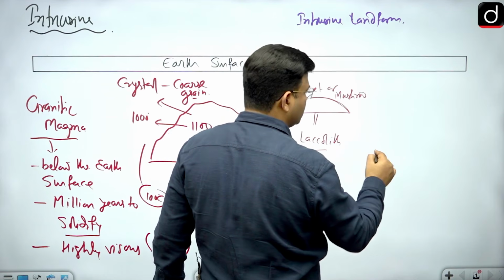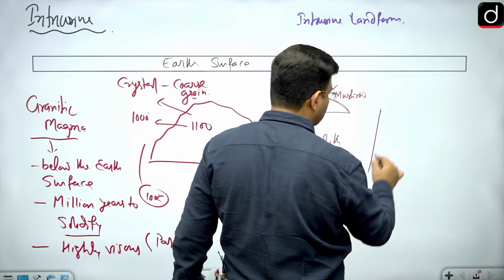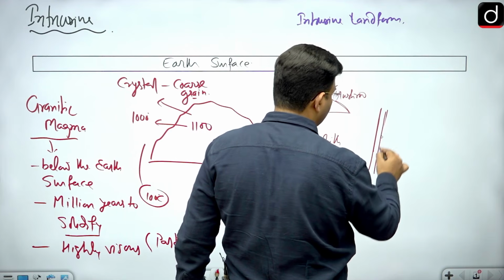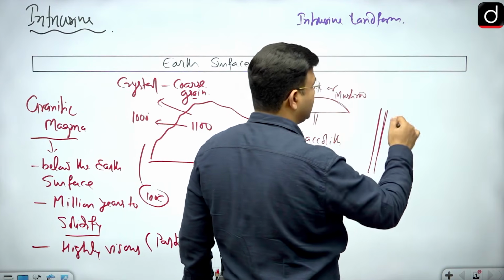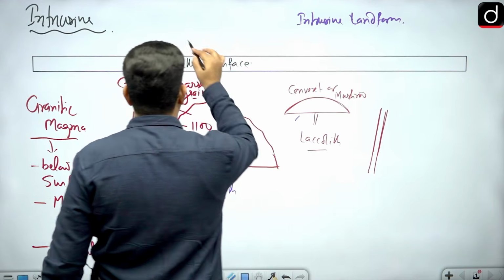And if there is some kind of vertical structure, how can you remember it? Suppose this is a bike.